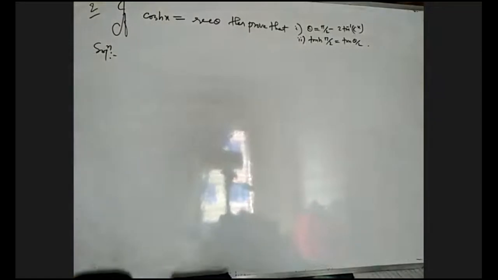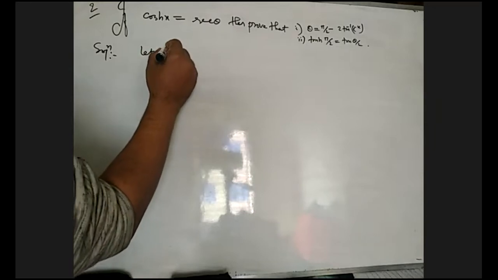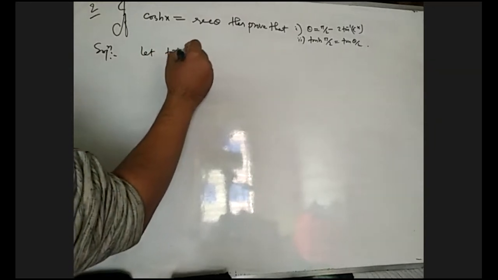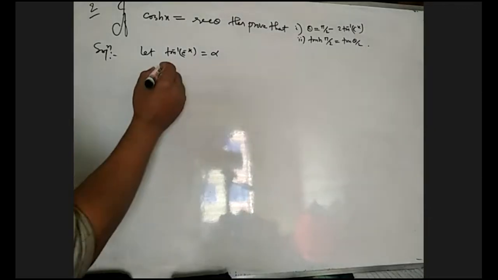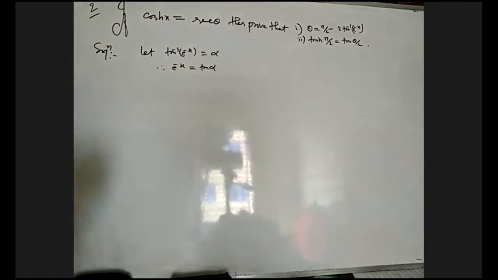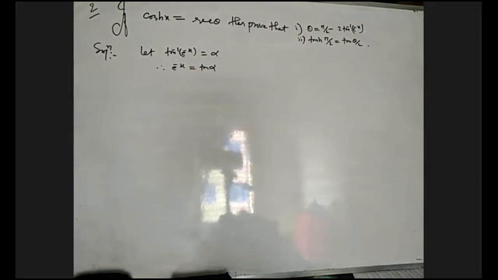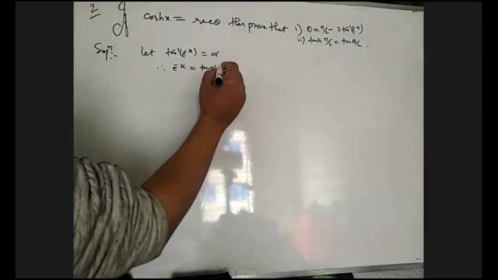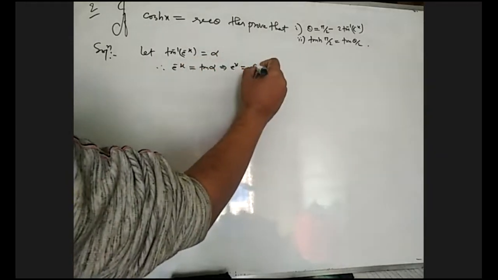Okay, so let tan inverse e to the power minus x equals alpha. Just considering this, we can write e to the power minus x equals tan alpha, taking tan on both sides. So alpha equals tan inverse e to the power minus x. Now e to the power x, what will it be? 1 by tan, means cot alpha.